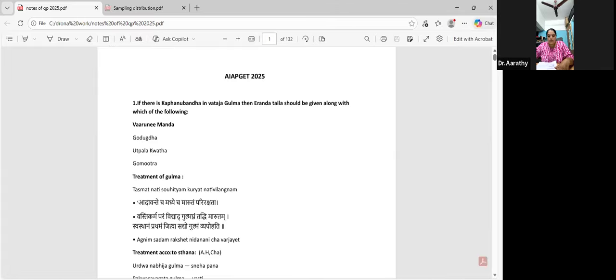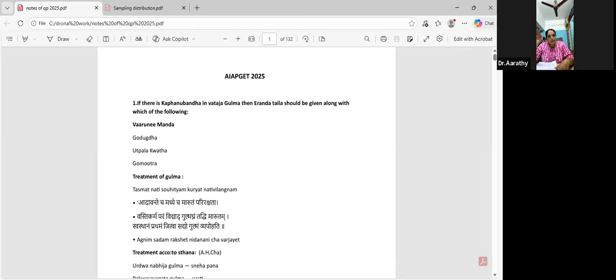So moving on to the question paper, the first question of 2025 was, if there is Kabhanabandha in Vadaja Gulma, then Eranda Taila should be given along with which of the following? That was the first question. The options given were Varuni Mandam, Godugdam, Utpala Kwadam, Gomutram, right?